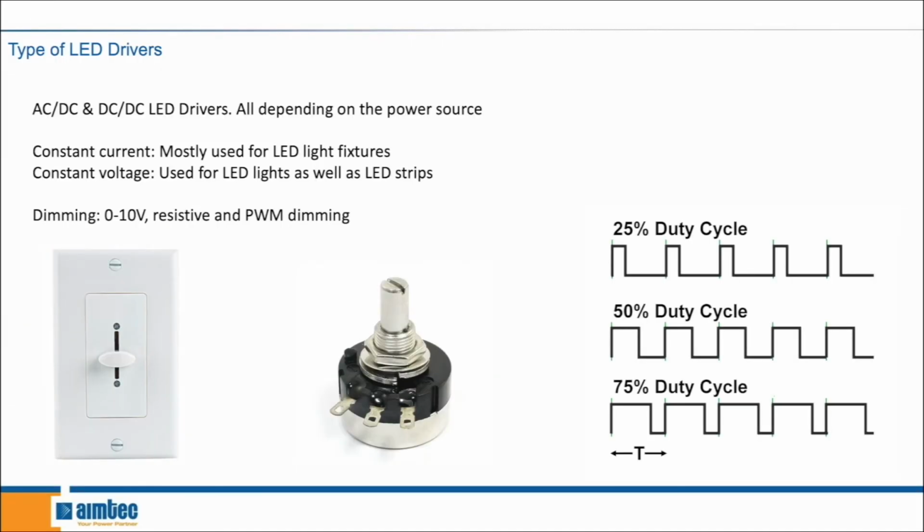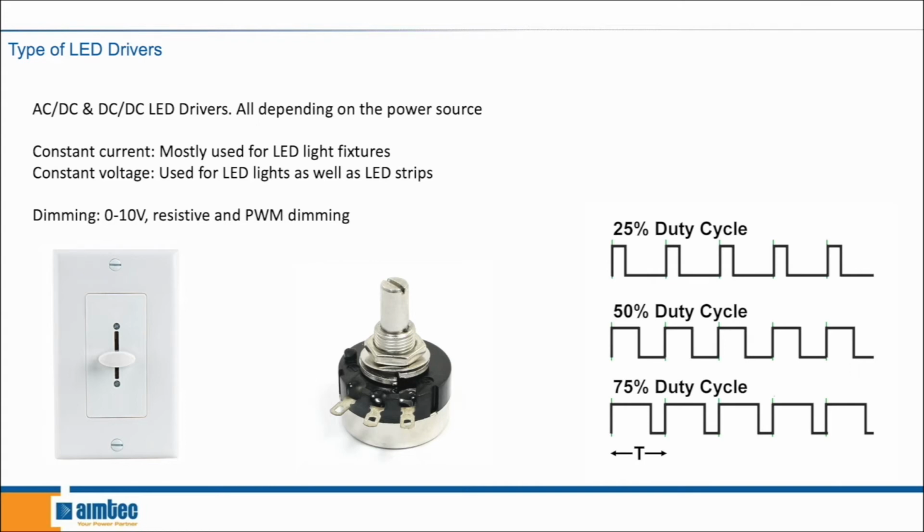As mentioned earlier, LED drivers are used to power LED arrays. And there are various types of LED drivers. Aimtec offers AC/DC and DC/DC LED drivers, all depending on the power source. DC/DC drivers are mostly used in the railway industry because of the DC power source. We also have constant current LED drivers, which are mostly used for LED light fixtures, or constant voltage LED drivers, which are mostly used for LED lights as well as LED strips.